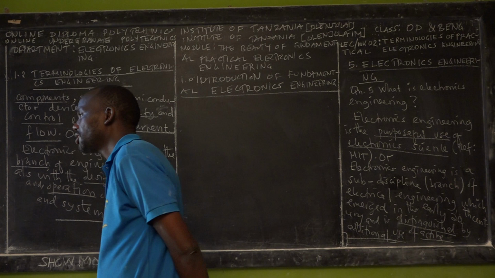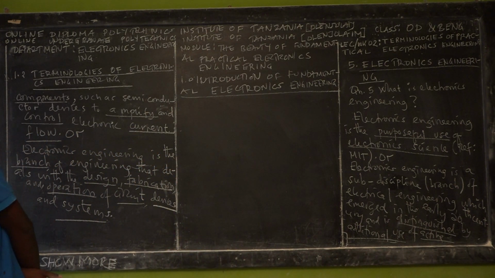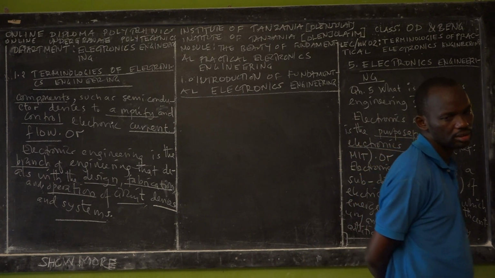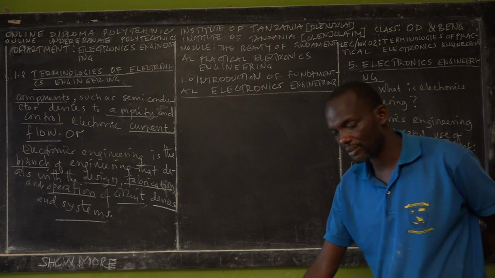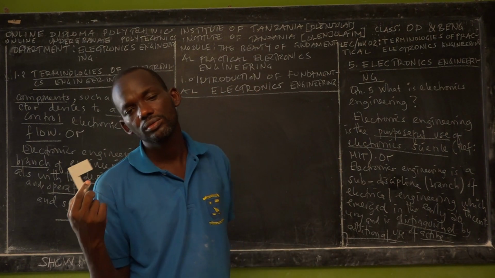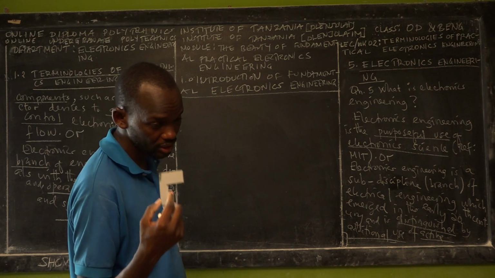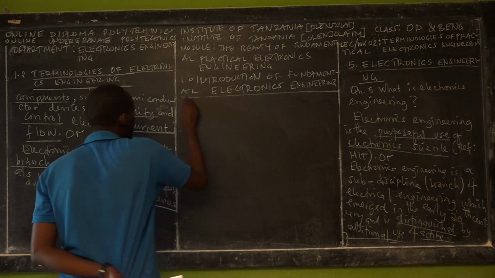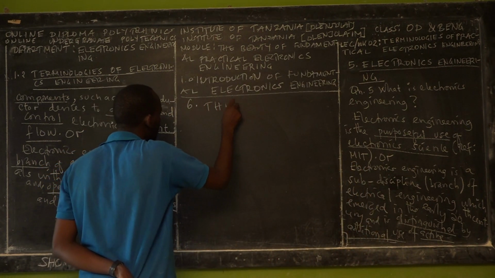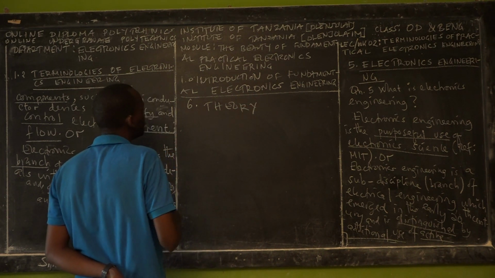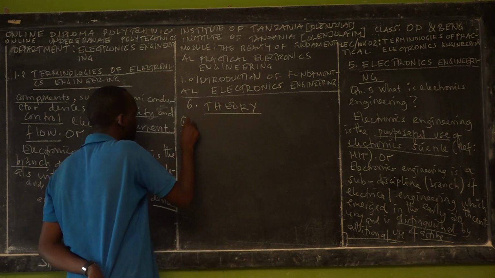But when you are making it, you make it using industrial procedures. So for example, you can say fabrication of a particular circuit on this PCB board. Then you have another terminology, which is theory. So here you have a fundamental question.